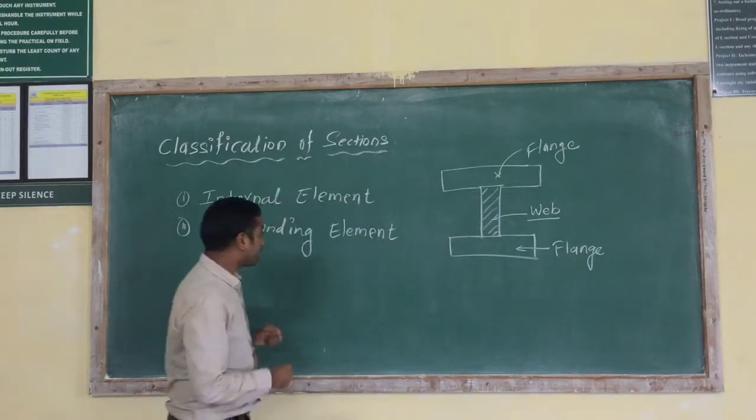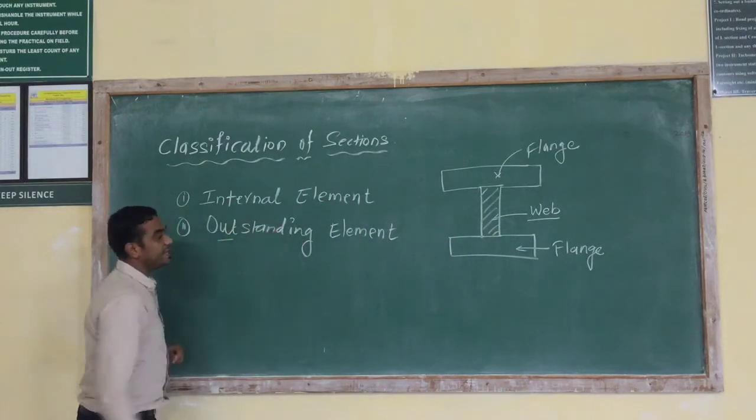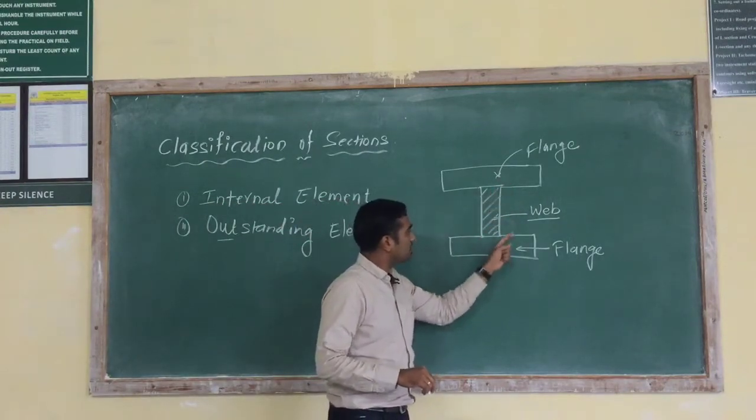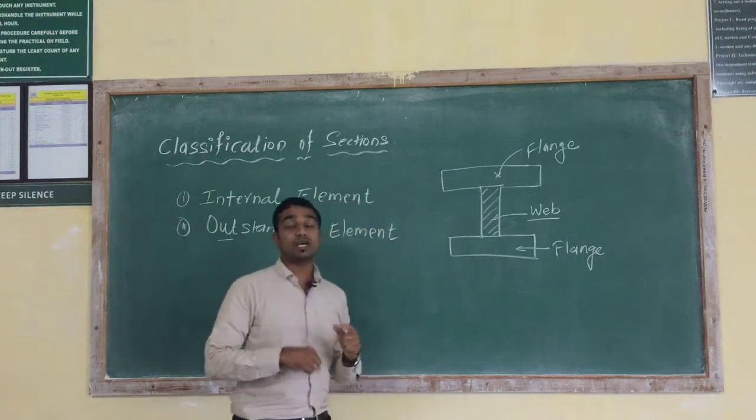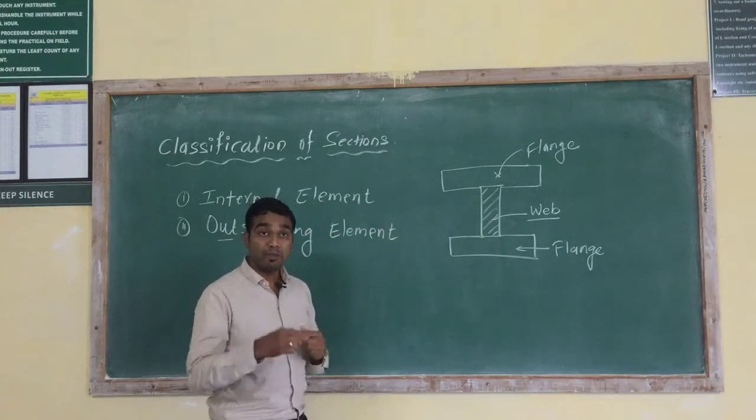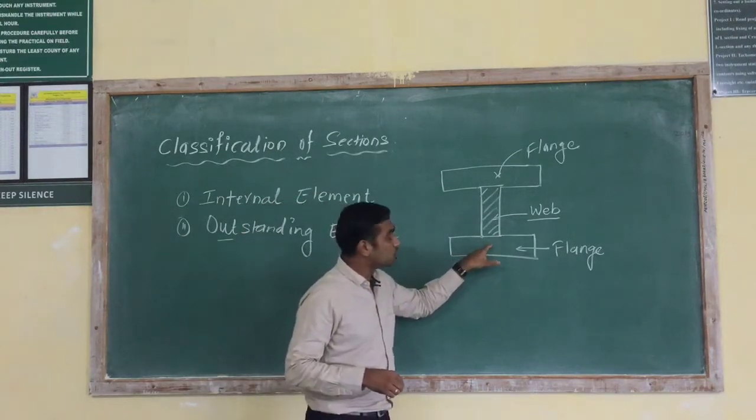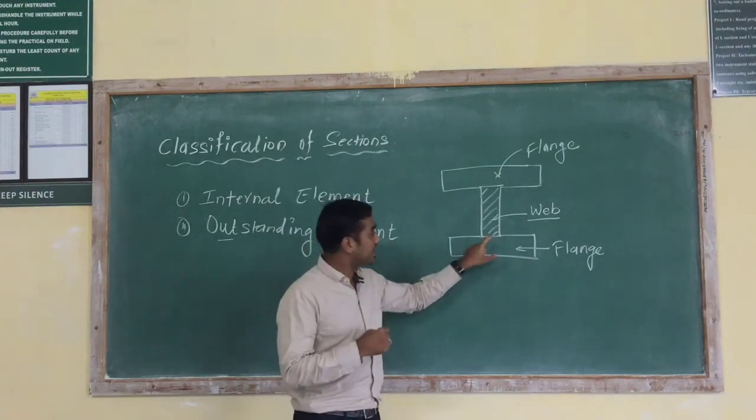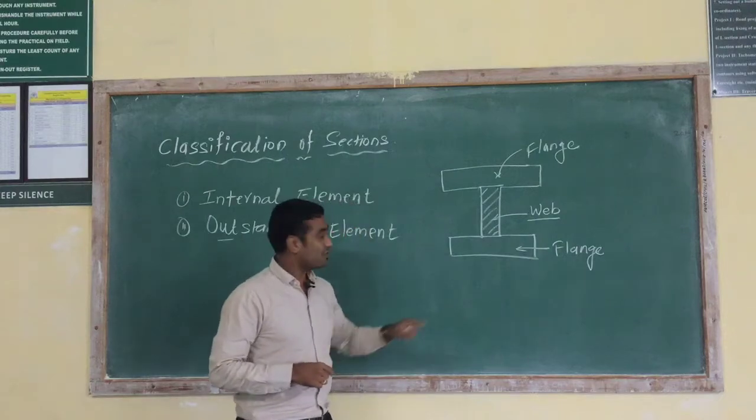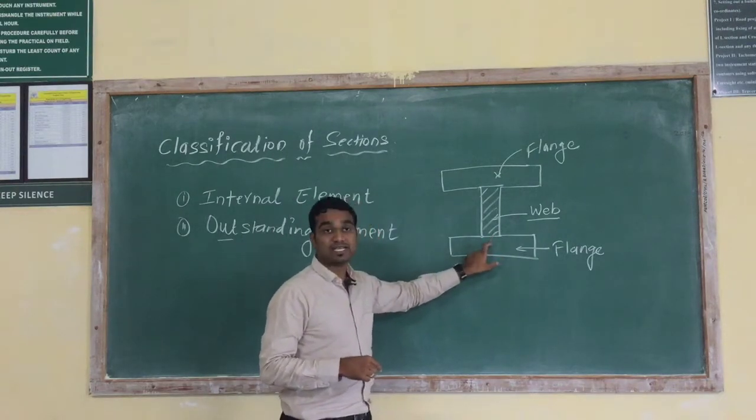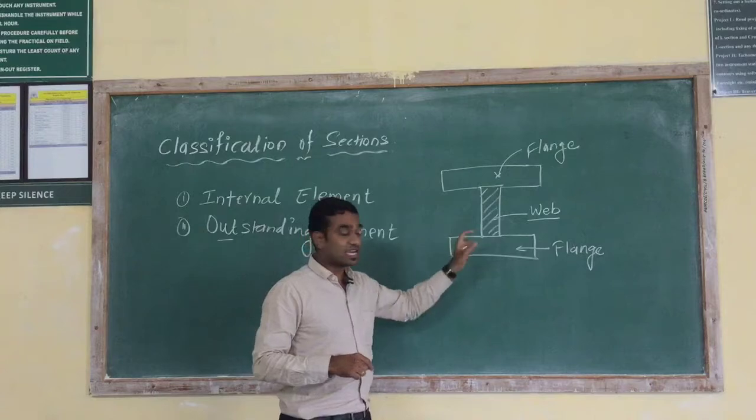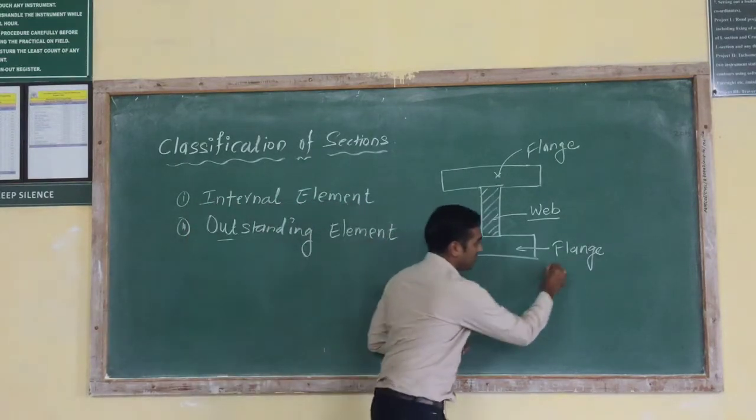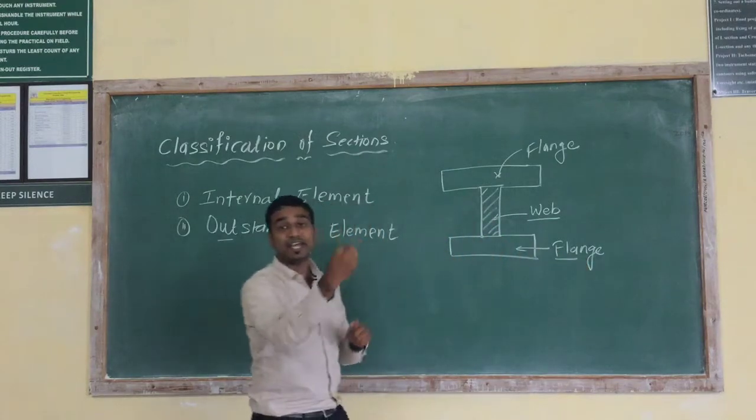Now second is the outstanding element. Here these flange portions or flange elements are called outstanding elements. Why? Because in the case of an outstanding element, only one edge is connected to the other element. That's why these elements are called outstanding elements. This flange is called an outstanding element.